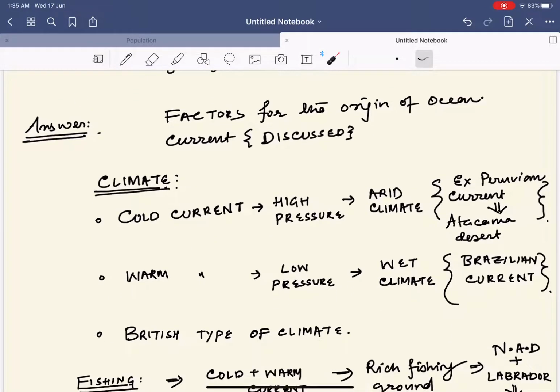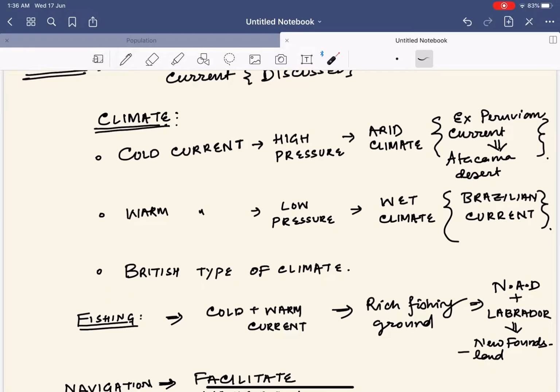Next, how do they impact the climate? Understand this. A cold current induces high pressure, and this high pressure results in an arid climate. An example is the Peruvian current resulting in the Atacama desert. If you don't know where the Peruvian current is, I would suggest you look into your atlas, or do a Google search. If not, still, the Peruvian current is located none other than on the western coast of South America.